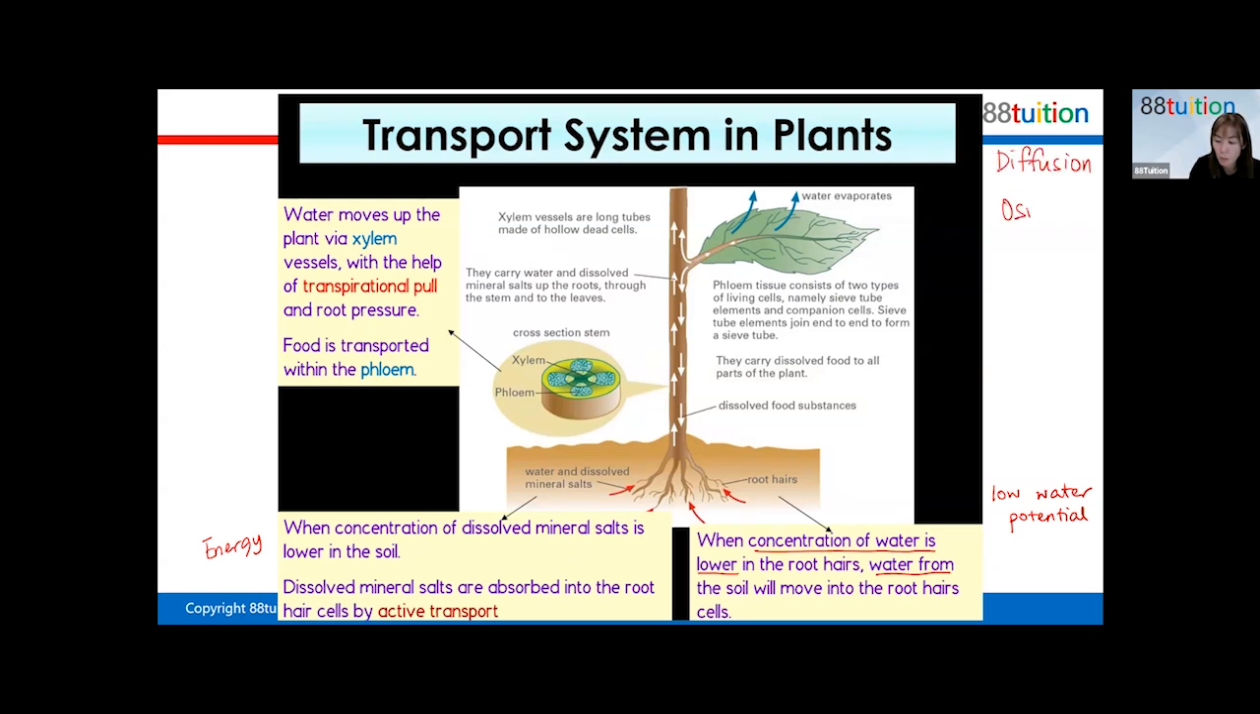We talk about osmosis, and we talk about active transport. So diffusion is actually the process where solute particles move from a region of, I'm sharing my screen.